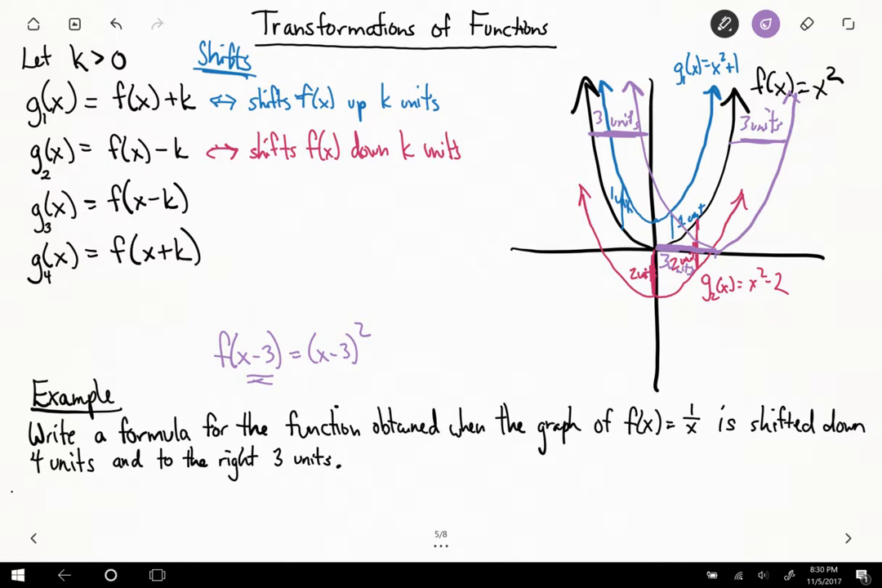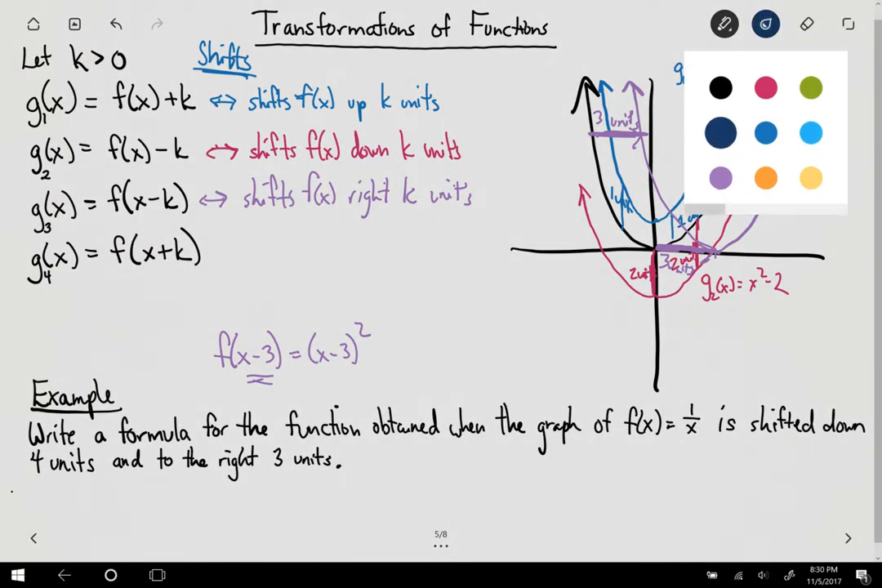And notice, which direction are we going? From the original, we always seem to be going in that right direction. So this shifts f of x right k units. And this can trip up quite a few people. Why so? Because you have a minus sign in there. It does kind of the opposite of what you would anticipate, I guess, is what we should say.